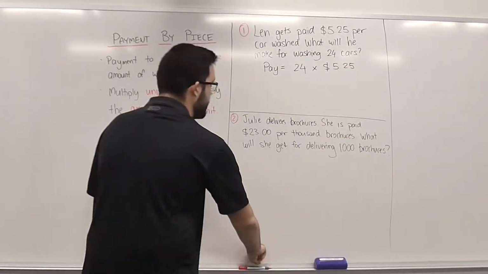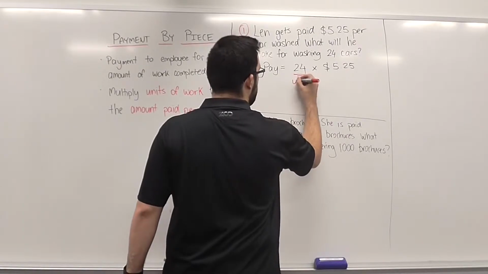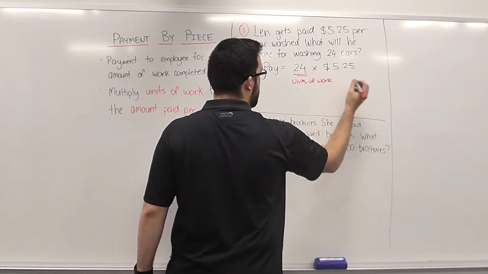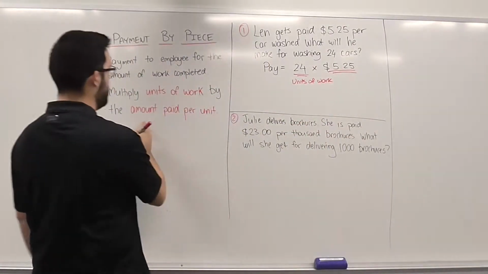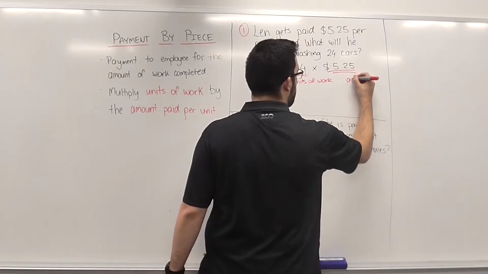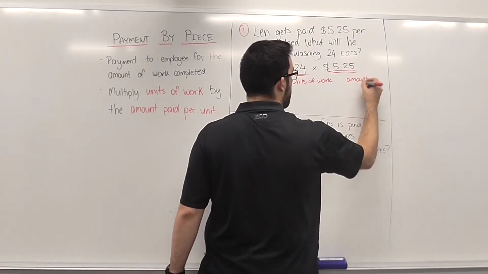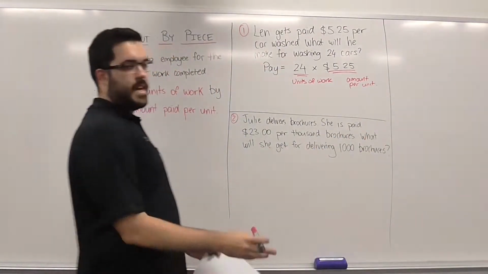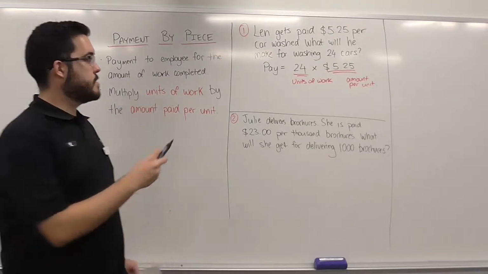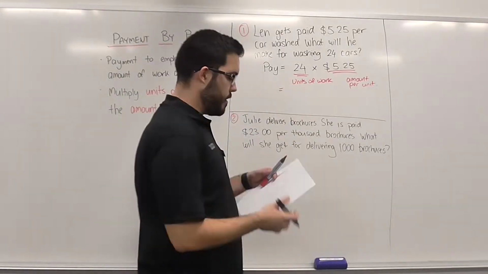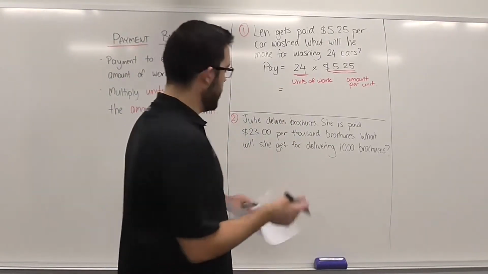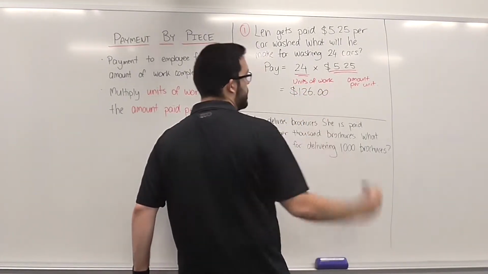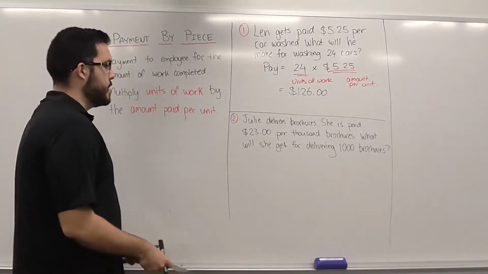$5.25. Now just to highlight this, this is our units of work, and this is the amount paid per unit. Okay, so that's how that breaks down. So we do 24 times $5.25, and our mate Len here has earned himself $126 outright. So pretty simple stuff.